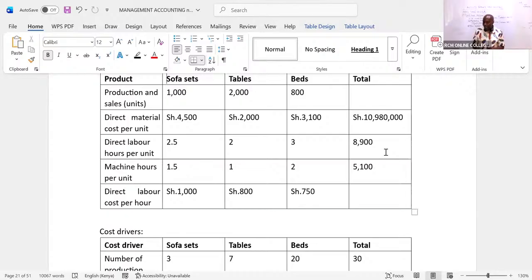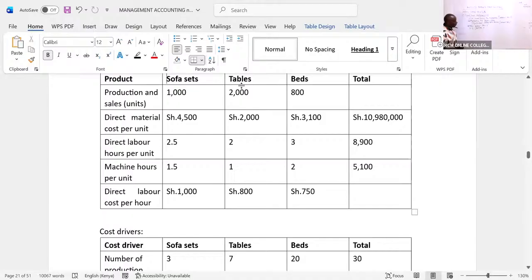So if it's not given to us, how do we ascertain it? This number of 8,900 will not be given to you. You must calculate it yourselves. Fortunately, they have given me the labor hours per unit, and we know how many units we are going to produce for each product. So to get the total labor hours, I will take 2.5 per sofa set, times the 1,000 sofa sets produced.